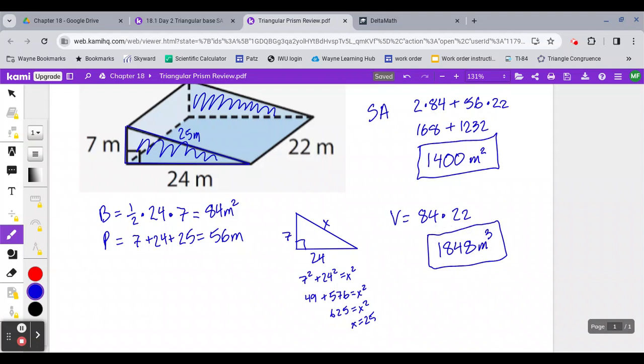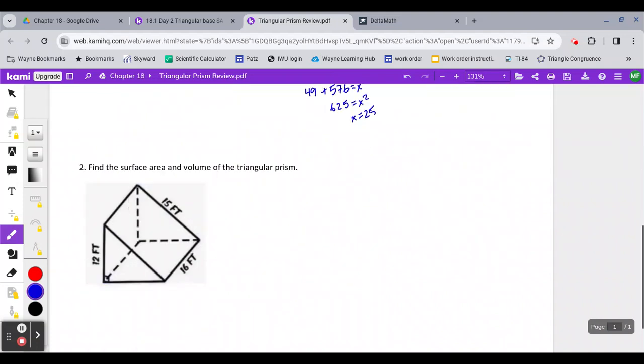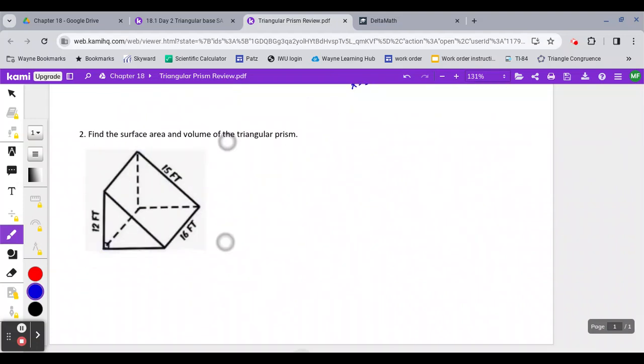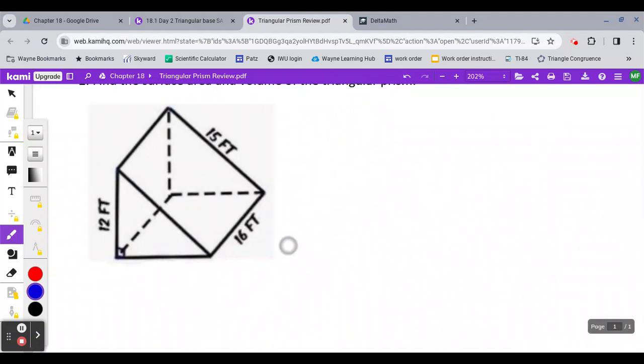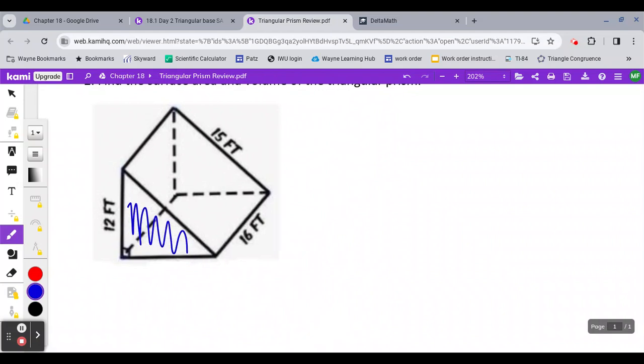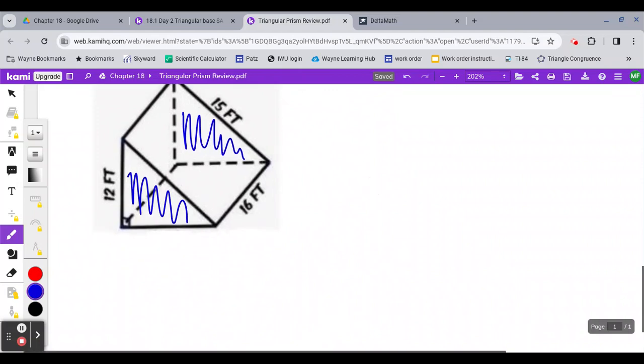So that is how we do the first one. All right, so on to the second one. Once again, triangular prism. Now, we know this is part of our prism. These are the bases of our prism. So to find the area of our base, remember it is 1/2 times.